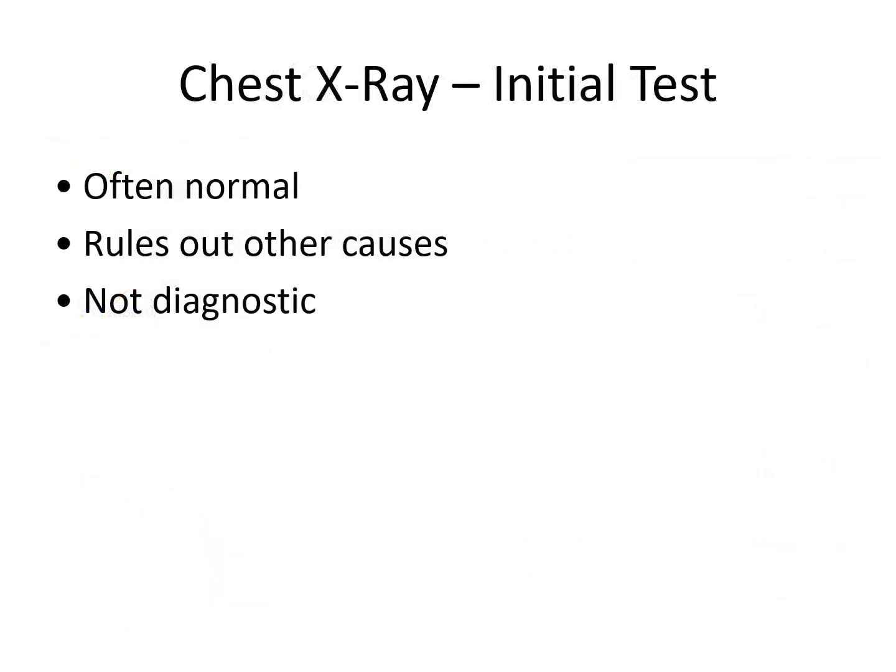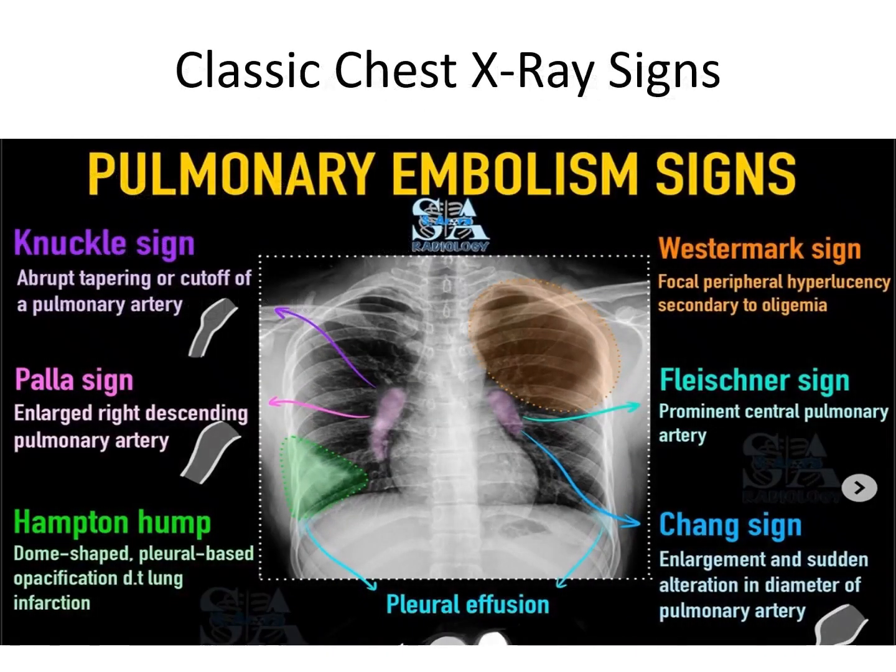Chest X-ray is the initial test and it is most commonly done. It is often normal in pulmonary embolism, rules out other causes of pulmonary symptoms, and is not diagnostic. Classic chest X-ray findings are the knuckle sign, that is the abrupt tapering or cut off of the pulmonary artery. As we can see here, this is the knuckle sign.